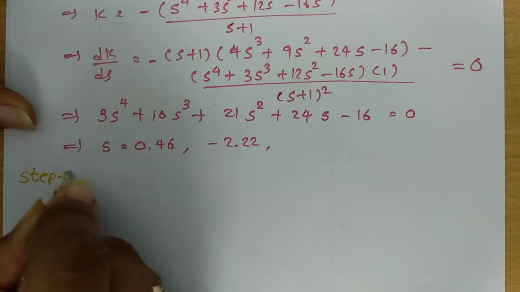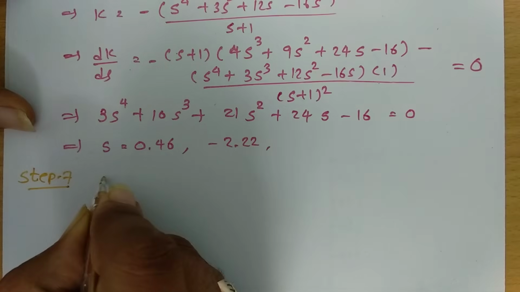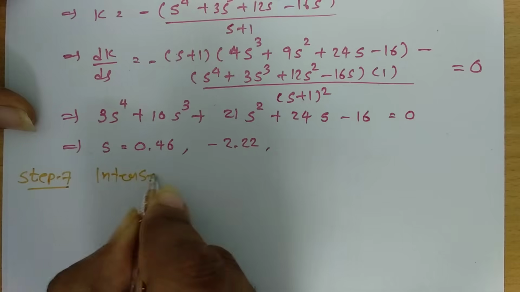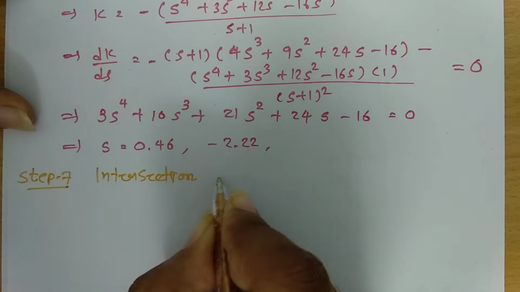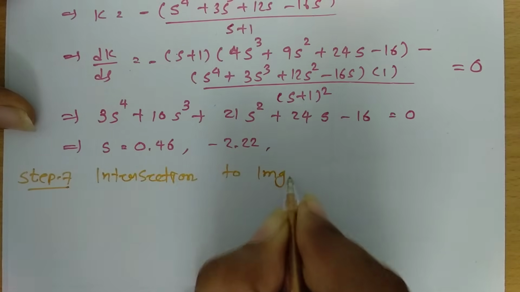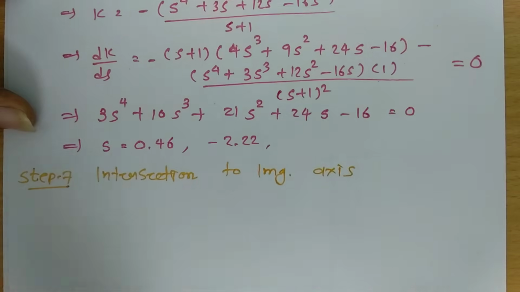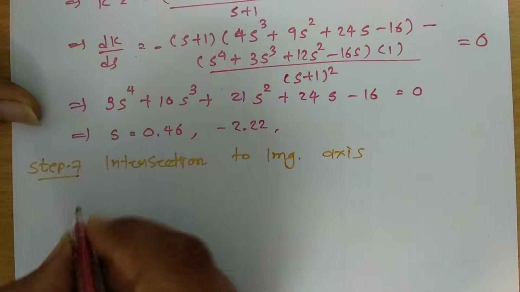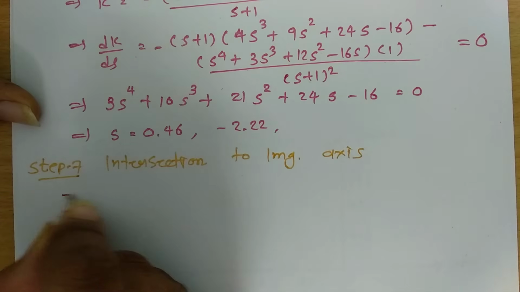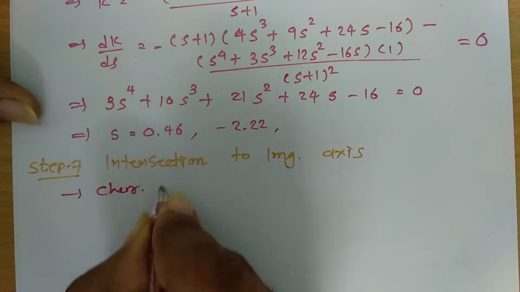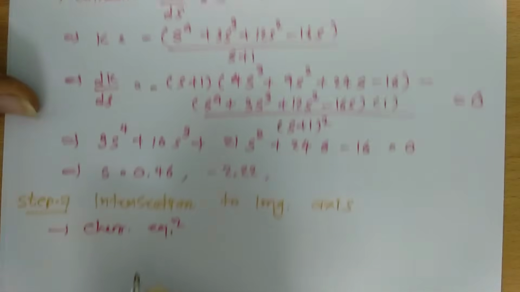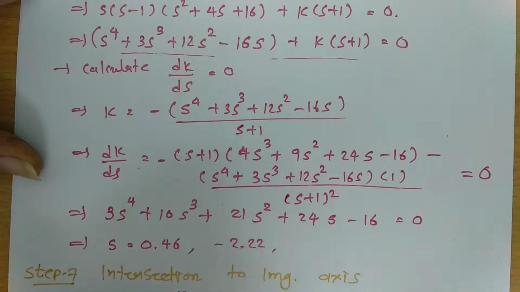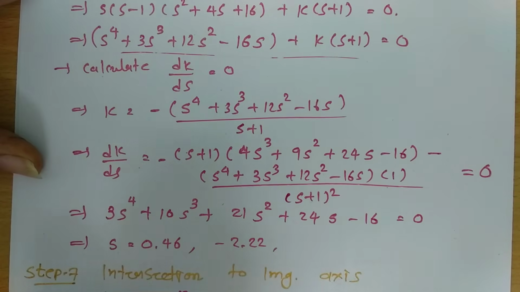So step 7, that is to calculate the intersection to the imaginary axis. Now, the intersection to the imaginary axis we can calculate in a few steps, where the first step is the characteristic equation, and that we have recently calculated. This characteristic equation is this, so we don't need to do that again.